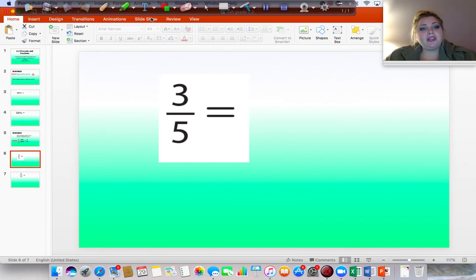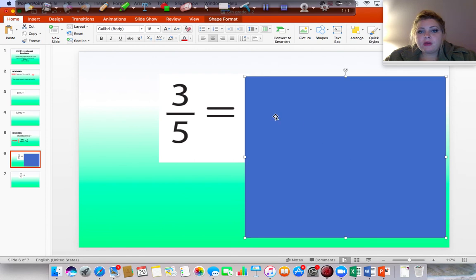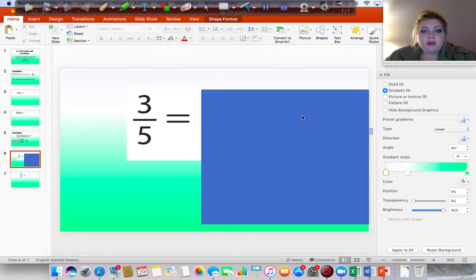Okay, so here's how we are going to practice it. Actually, before we get started, I'm going to make some more areas for us.